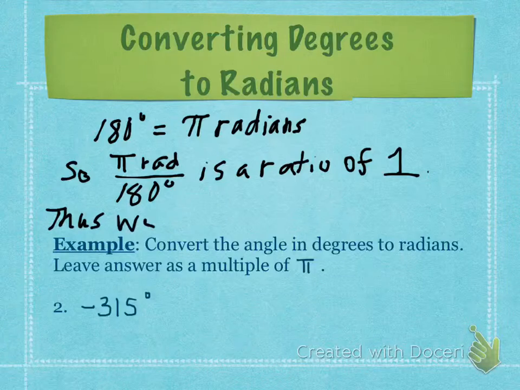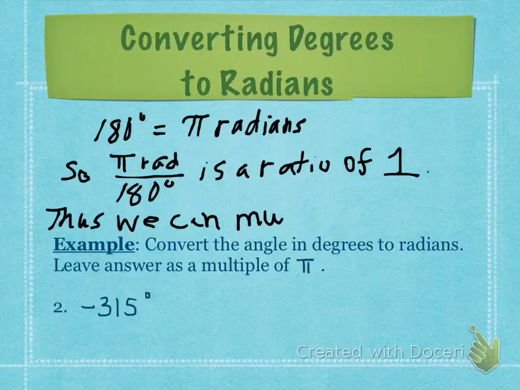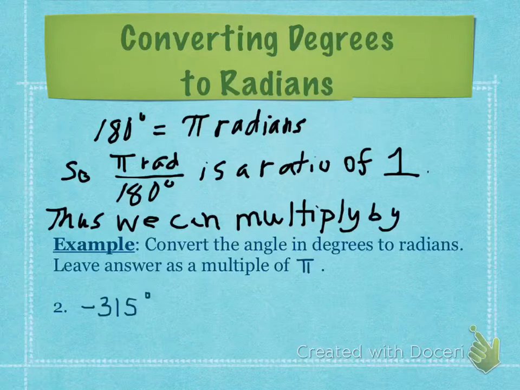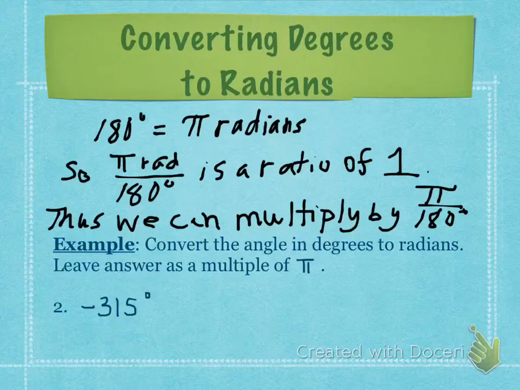Thus, we can multiply by pi over 180 degrees. And that will convert degrees into radians. Now there's a couple of different directions for how that can happen. One of them is what we've got written here. We're going to convert the angle from degrees into radians, and we're going to leave the answer as a multiple of pi. So let me show you what that looks like first.